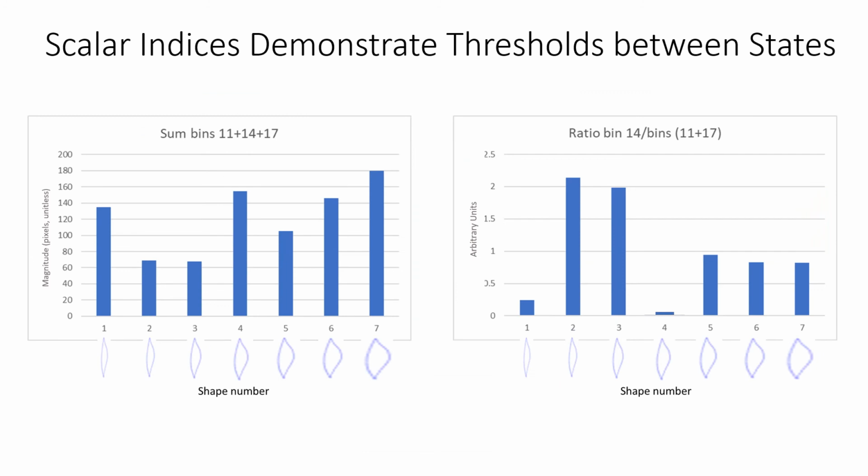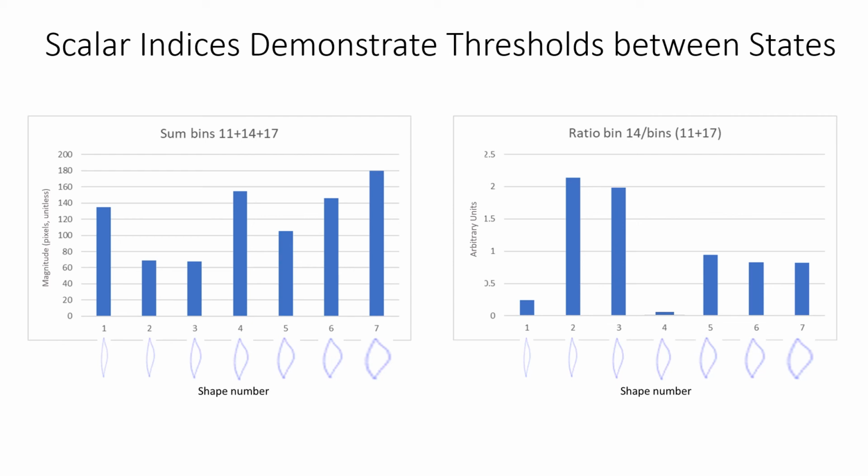In this gradient theme, scalar indices demonstrate the differences between states. Both the sum of bins 11, 14, and 17, shown on the left, and the ratio of bin 14 to the sum of bins 11 and 17, shown on the right, quantify the differences between states. In both indices, shape 1 stands apart from shapes 2 and 3. Shapes 2 and 3 have close values. Then, shape 4 exhibits a sharp change in height. In the left index, the height increases, and in the right index, the height decreases for shape 4.